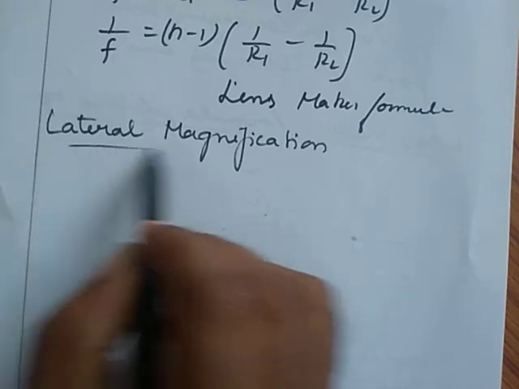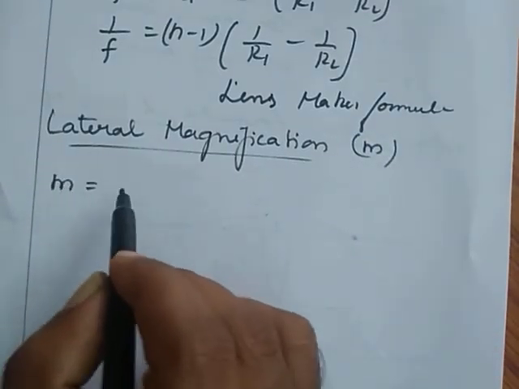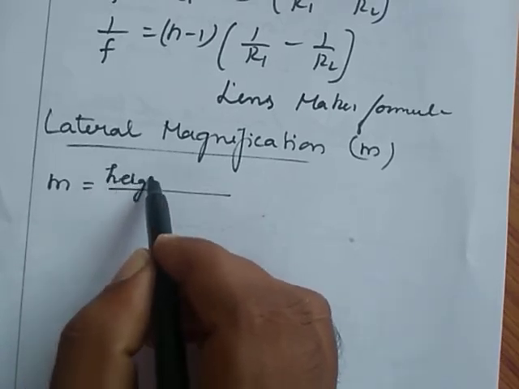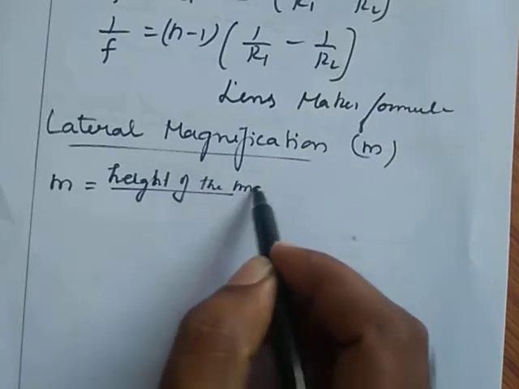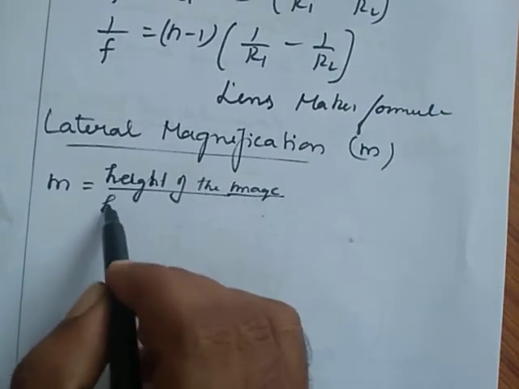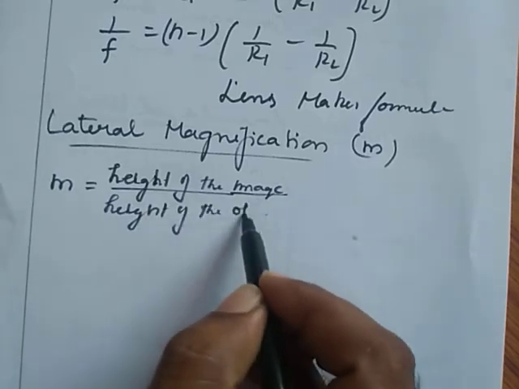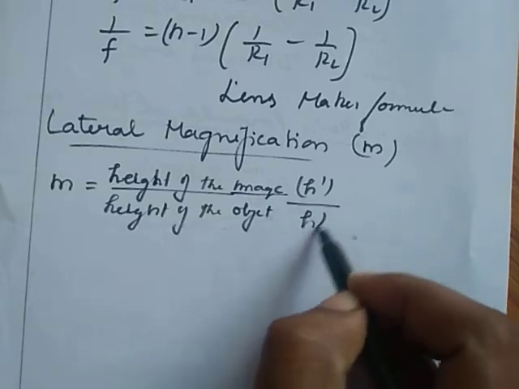That is represented by the symbol m. Lateral magnification is a ratio of the height of the image to the height of the object. That is h dash by h.